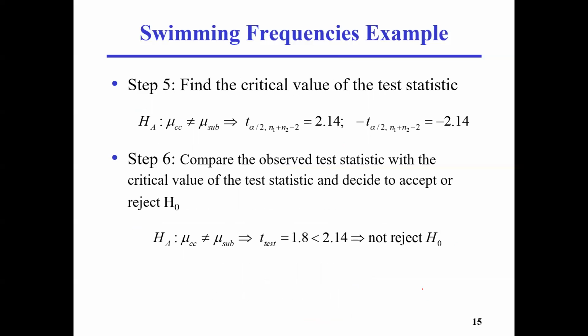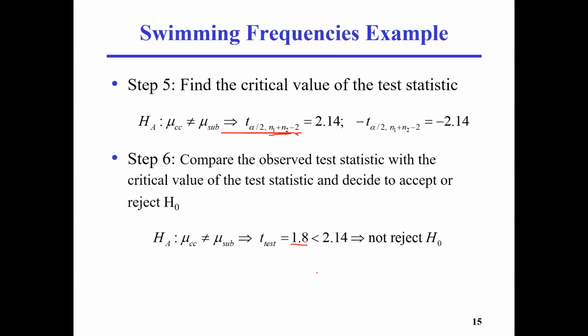Okay, so what's the critical value? Because we're doing a two-sided test, right? We need to find t half alpha with a degree of freedom of n1 plus n2 minus 2. Why? Because we assume equal variances, right? So this is the degree of freedom. You look up the t table, and you find that the critical values are positive and negative 2.14.